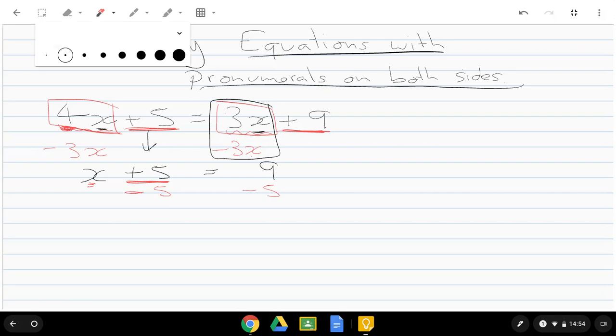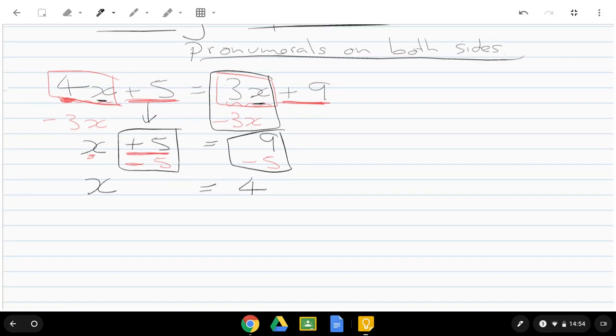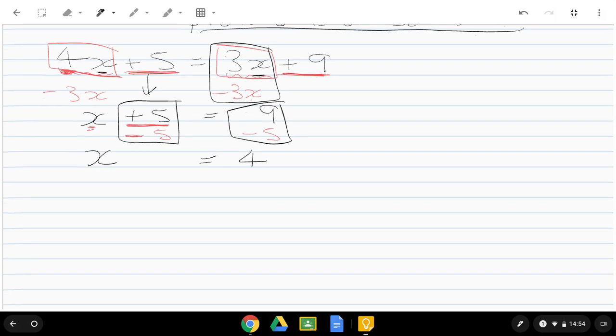So I end up with x, the plus 5 minus 5 is eliminated, and then 9 minus 5 is 4. All right, that's a pretty simple outline, because when I've subtracted my 3x from my 4x, it's just left me with 1x. So that's pretty simple. Let's look at a different example.